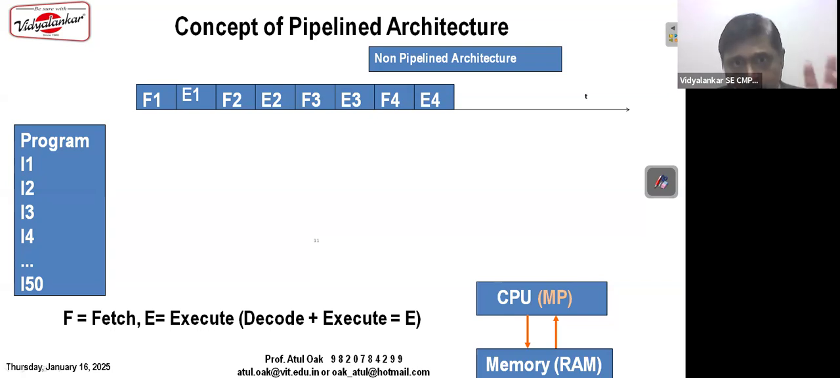So the big problem with this particular approach is, first of all, it is a sequential process, so it is going to take more time. Anything which is sequential will take more time. So the time to execute your program with 50 instruction will be more, because you will do one by one.